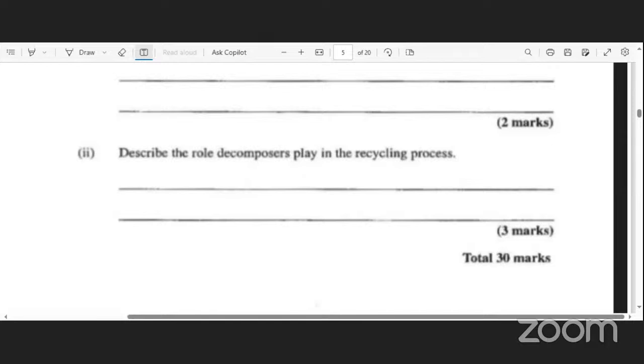What about yeast as a decomposer? Yes, yeast can be considered a decomposer as well, but the primary decomposers are definitely bacteria and fungi.